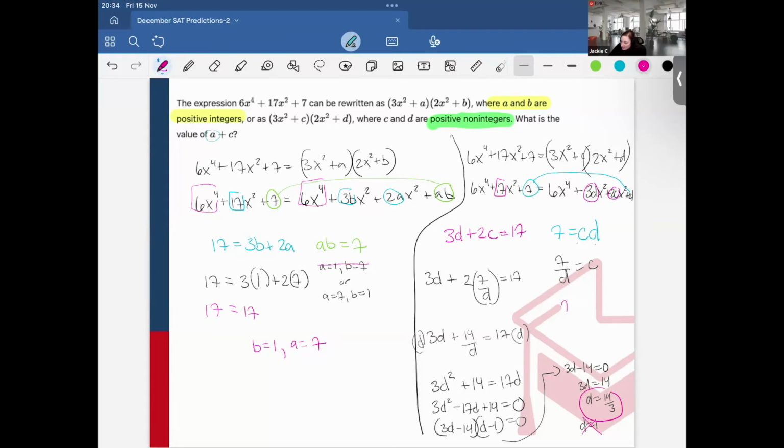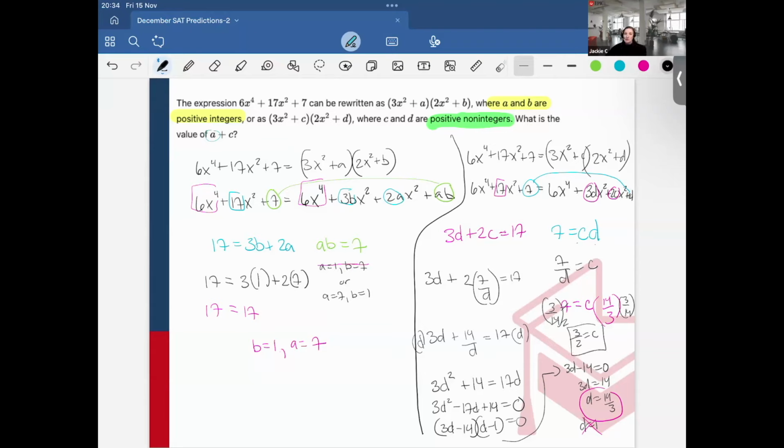And then knowing that, 7 equals c times 14 over 3. I should have solved for c directly, I suppose. Now I can solve for c by multiplying by the reciprocal: 7 times 3 over 14, which is 3 halves, is equal to c. Okay, so now I have that.